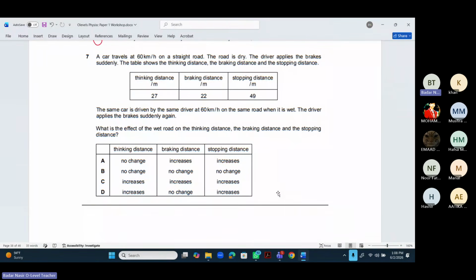Okay, so the last question that we have is a car travels at 60 kilometers per hour on a straight road. The road is dry, and the driver applies the brakes. The table shows thinking distance, braking distance, and stopping distance. The same car is driven by the same driver at 60 on the same road when it is wet.